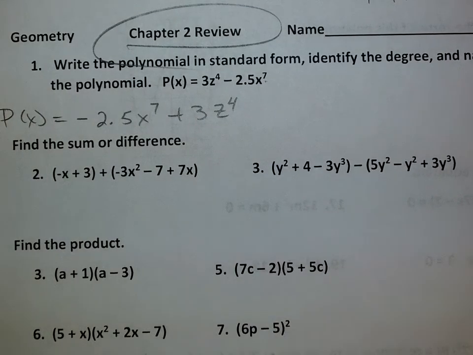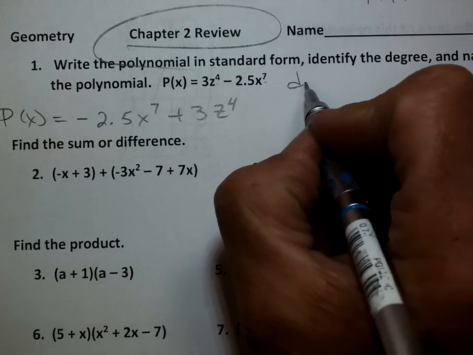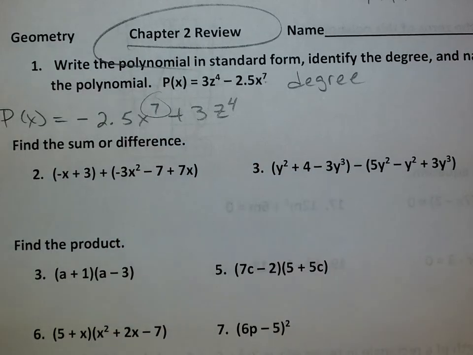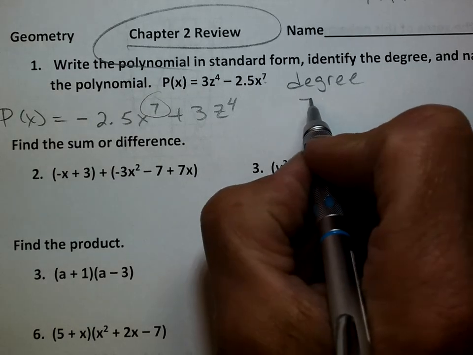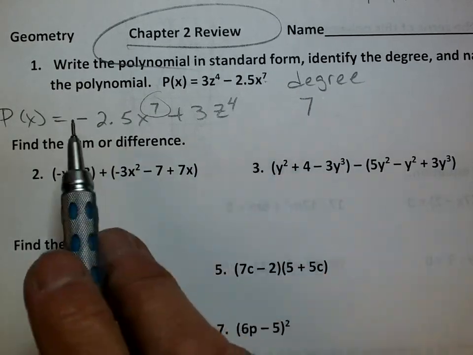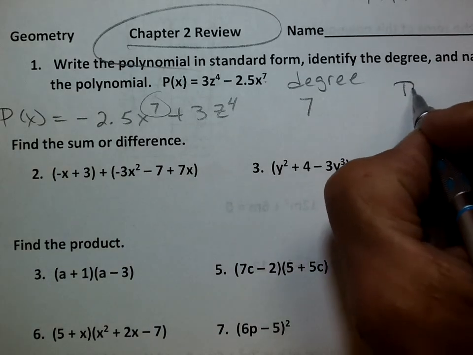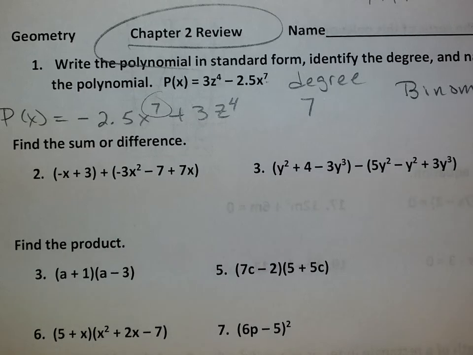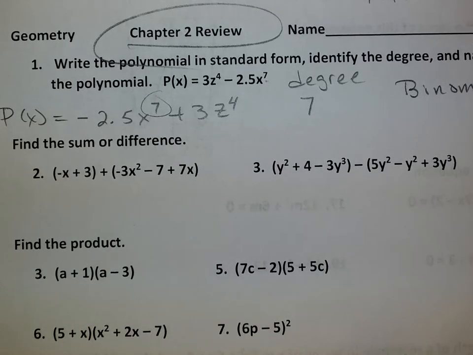Okay, the degree is the biggest exponent, isn't it? The degree is 7. And the name, there's 2 terms, so this is a binomial, right? Thumbs up. Easy squeezy, right? Was that all you need to do? That's it. Okay.